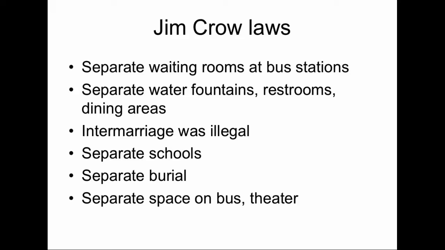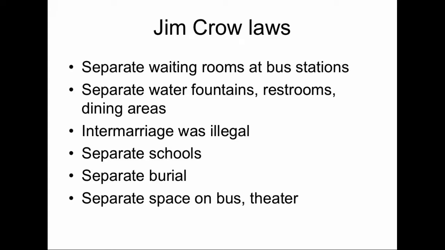Intermarriage was illegal, so it was against the law to marry a person outside of your race. Schools were separated, so there was a separate school for white students and a separate school for black students. In some cases, even teachers were segregated, in the sense that if you were a white teacher, you could only teach white students, and if you were a black teacher, you could only teach black students. And these were the laws.